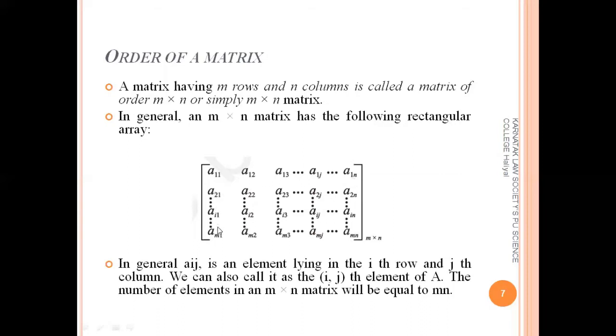Likewise, we will write the second row, that is a21, the element lying in the second row first column, a22, the element lying in the second row second column, a23, the element lying in the second row third column, and so on up to a2n. In this way, we will write the mth row, that is am1, am2, am3, amj, and so on up to amn. The order of this matrix is m by n. The number of elements in an m by n matrix will always equal mn.